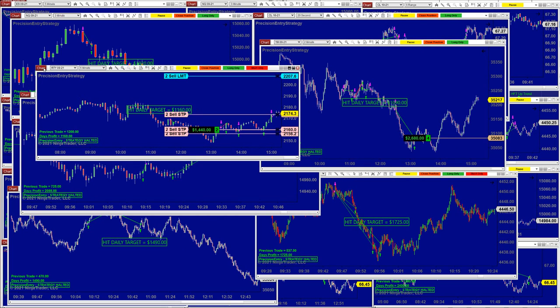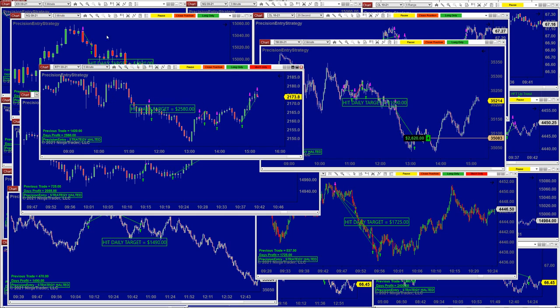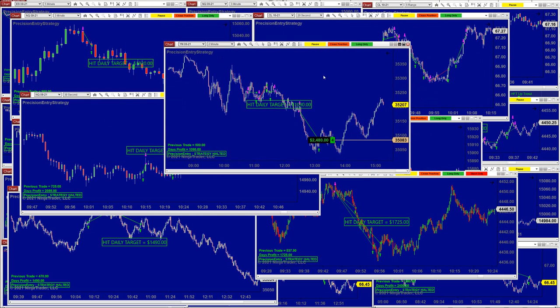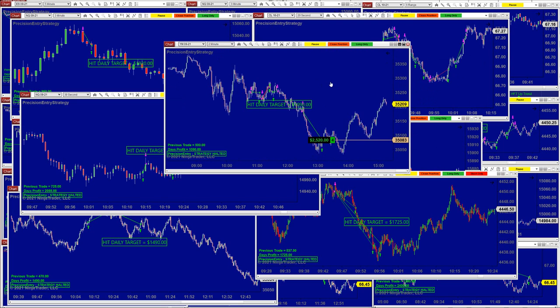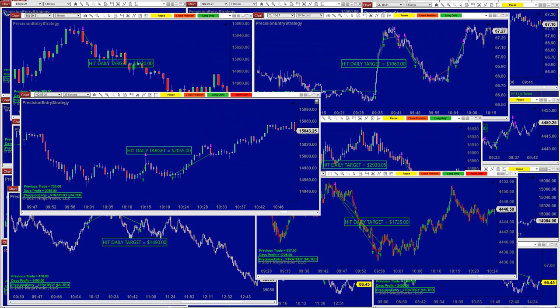This is a Russell, it's already made it, it's already hit the target. The target is 1,000, and we still have 1,400 out. We are done, 2,500, and this is the YM. There is 2,500, and there is 1,000, and we're going to close that one.